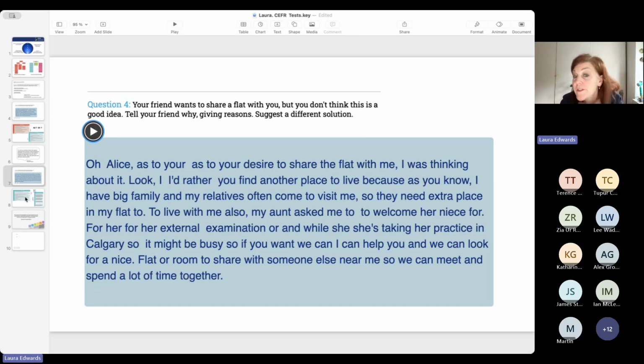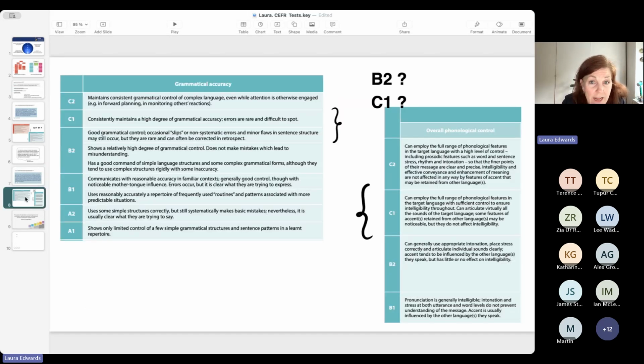Okay, that is a student now at a different level. She's mentioning Calgary there, so we could imagine that perhaps this student is actually living there, so probably using English in her day-to-day. So just to zoom in briefly, we would say grammatical accuracy, there were slips, definitely. So if you zoom in at the B2, good grammatical control, occasional slips and non-systematic errors, minor flaws in sentence structure still may occur.